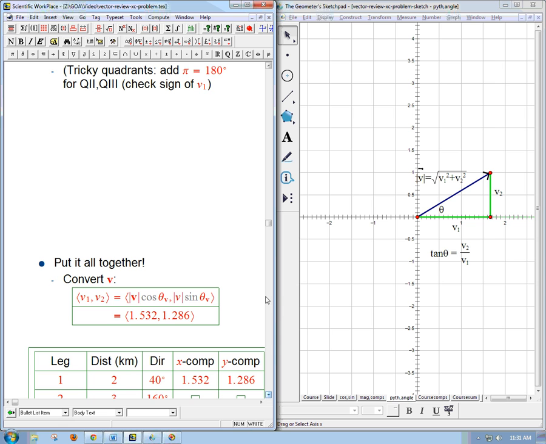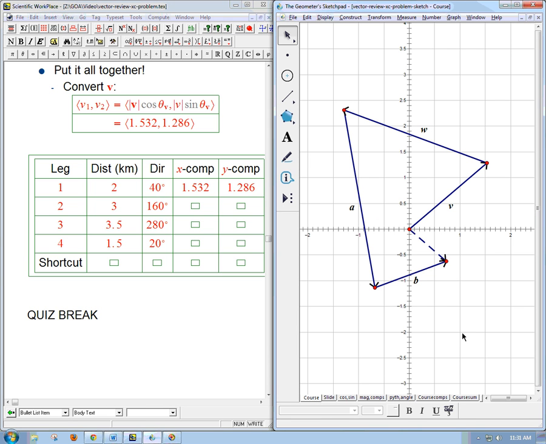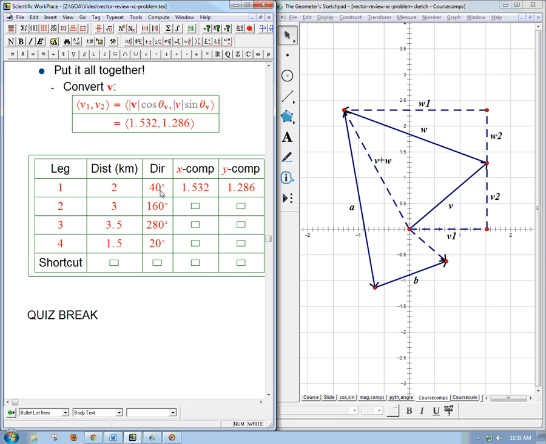We're going to put it all together in 3 steps, each of which is fairly straightforward. So here's the first one we're going to do. Let's convert just the vector v, first of all. Let's go back to the cross-country course picture here. Actually, how about this one? Okay, we're going to calculate v1 and v2. So we just take the magnitude, which is 2, times cosine of 40 degrees.